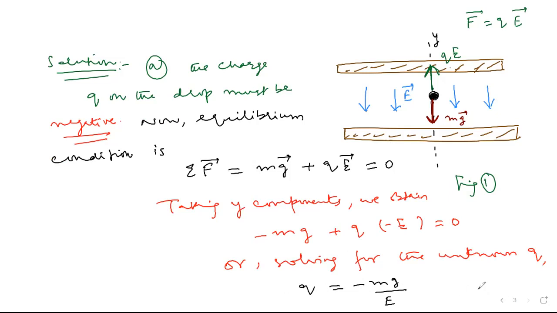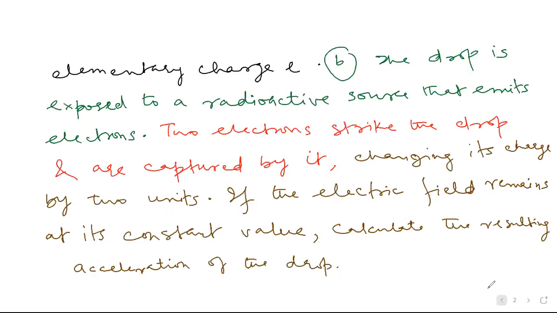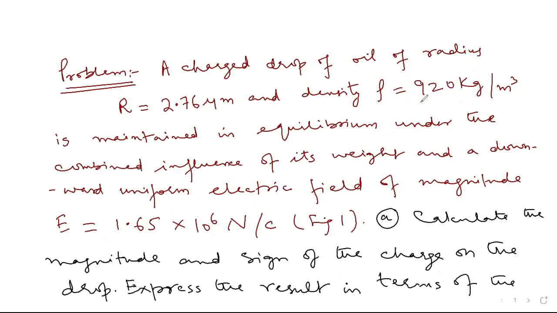How can we find the mass? Simple. We know density is mass over volume. So mass is density times volume, right? Density is given in the problem. This is the density of the oil drop, and its radius is also given. So we can find the mass.